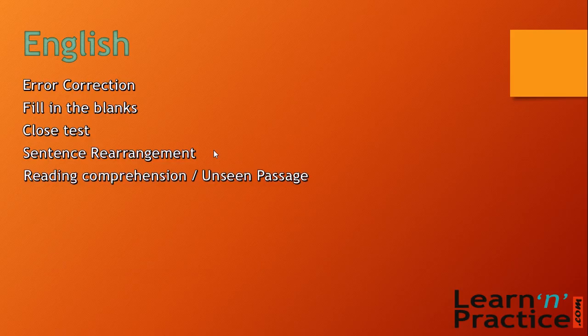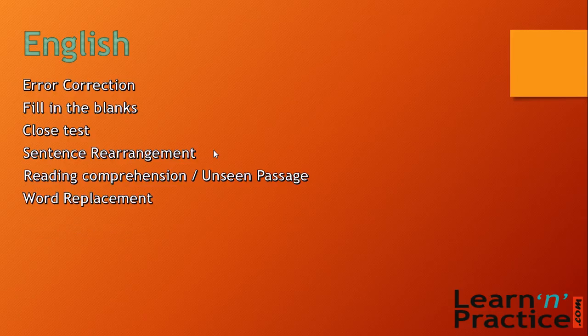Then reading comprehension or unseen passage. One passage was given, and based on that passage, we had to answer some questions. Also, some words were highlighted in the passage, and for those words, we had to choose the appropriate similar or opposite words. So basically, total 5 to 6 questions were related to synonyms and antonyms based on this unseen passage.